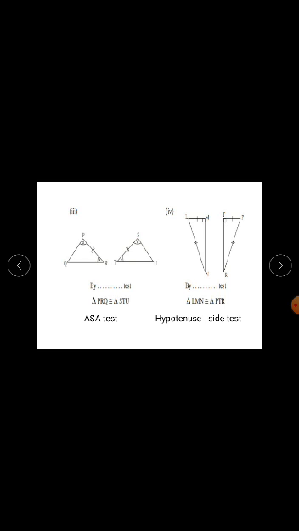Now the fourth figure. Two triangles are given, triangle LMN and triangle PTR. So hypotenuse LN is congruent to hypotenuse PR and side LM is congruent to side PT. So triangle LMN is congruent to triangle PTR by the hypotenuse side test. These two triangles are congruent by the hypotenuse side test.